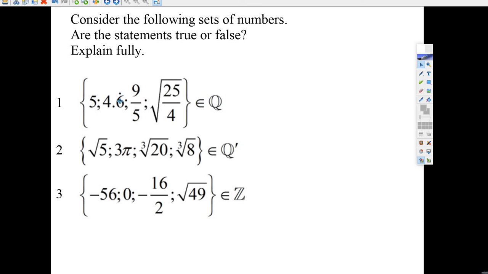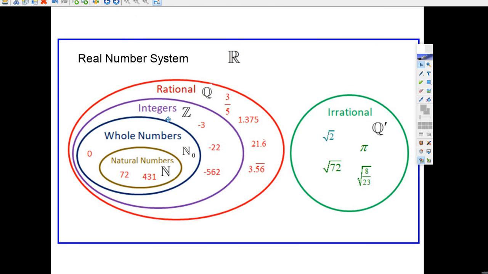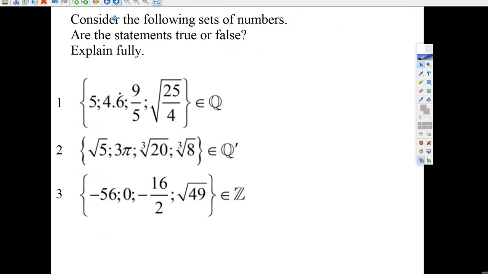Is 4.6 repeating a rational number? Go back and take a look at the set back here and see, well, there's a kind of repeating number. Well, yeah, that should help you come up with the answer. There's a ratio of integers. Now, don't be fooled by this. It looks like it might be just a surd, which isn't rational, but you can take the square root of these. So anyways, you go through each one.